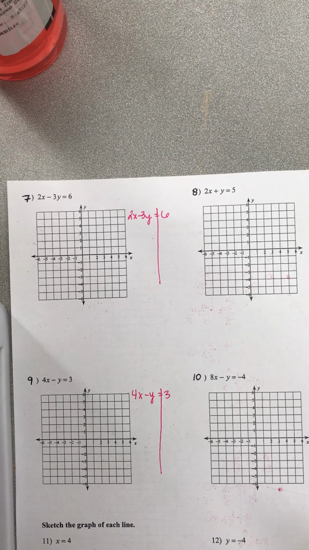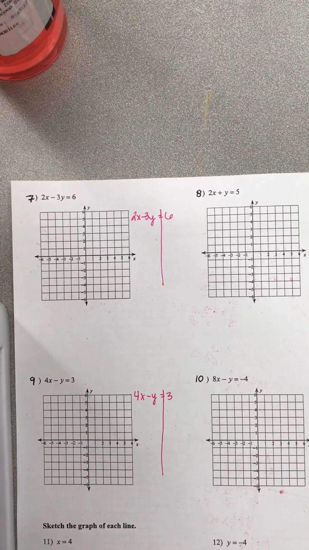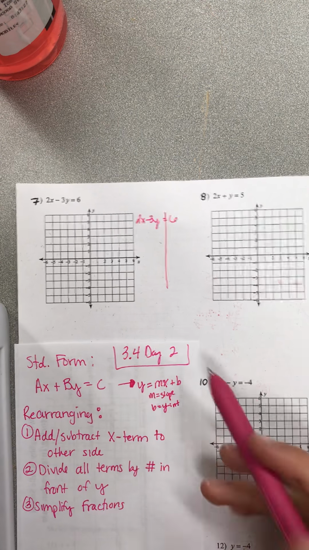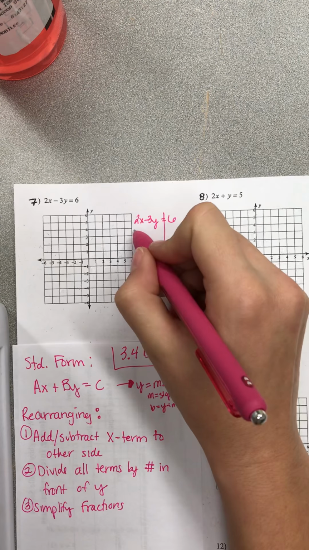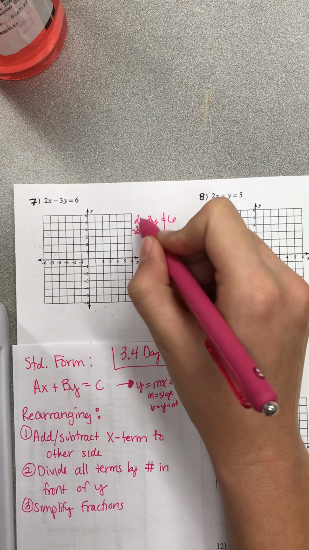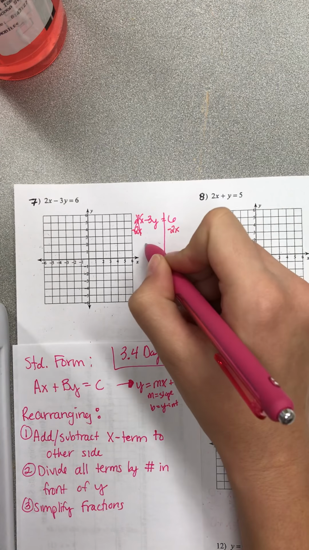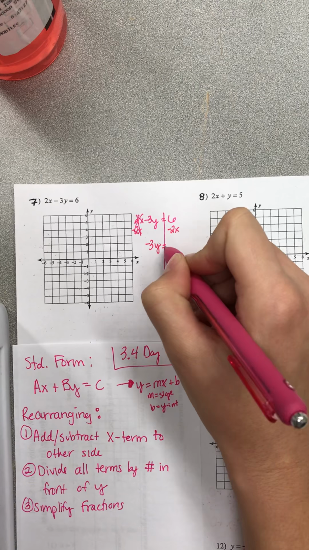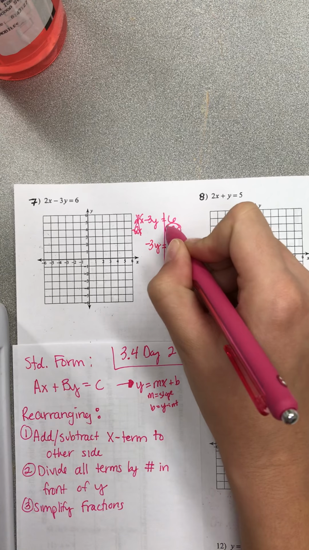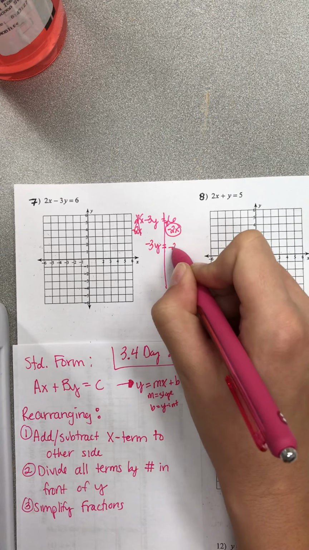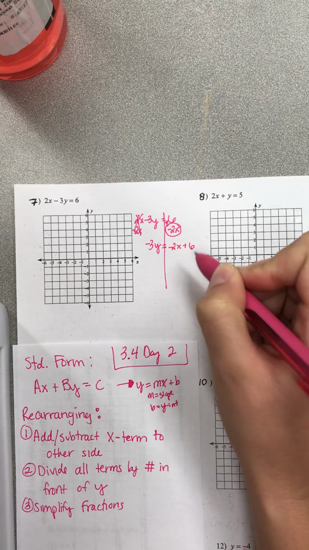In problem number 7, you follow the exact same steps that we had before. So we have to add or subtract the x term. Since it's positive, we are going to subtract it on both sides. I drop down my negative 3y equals. Your x term goes in front of your constant, so negative 2x plus 6.